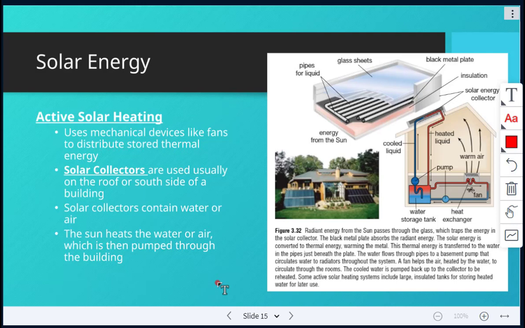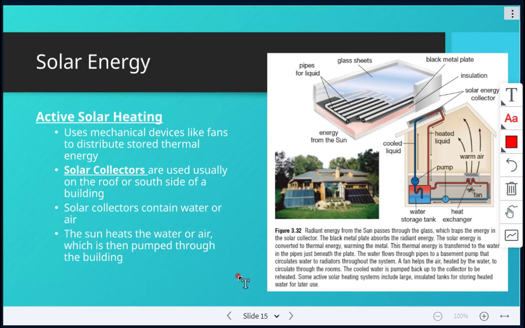All right, so looking at this diagram, radiant energy from the sun will pass through the glass, and it'll trap the energy in the solar collector. There's a black metal plate just down here, and that will absorb that radiant energy. That solar energy gets converted to thermal energy, which will warm up the metal, and then that thermal energy gets transferred to the water in the pipes, shown here.